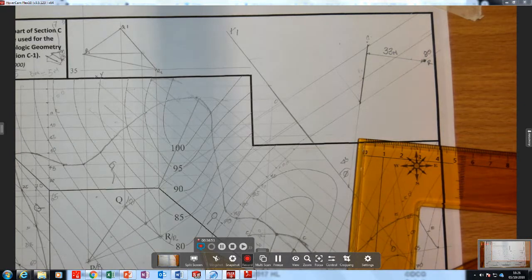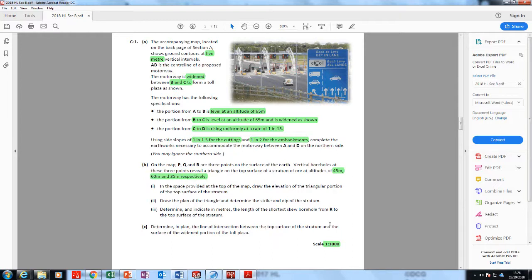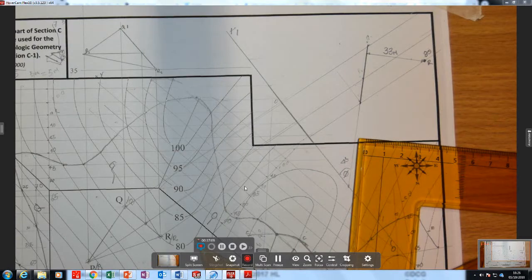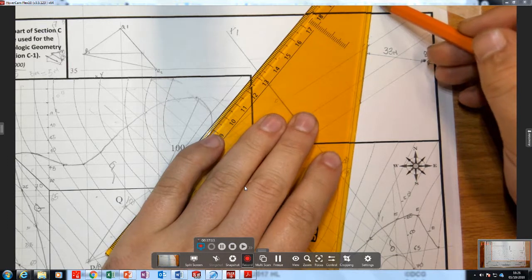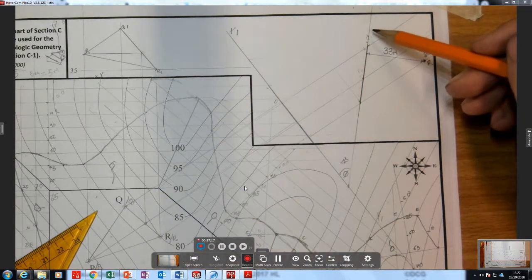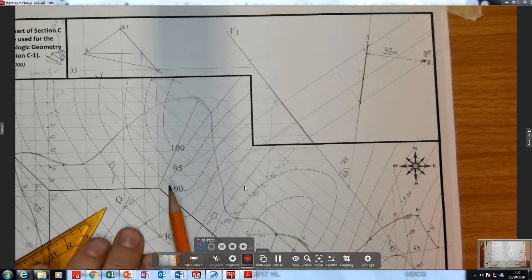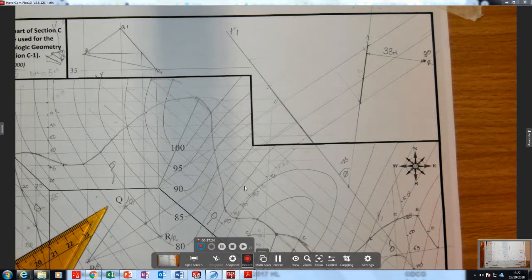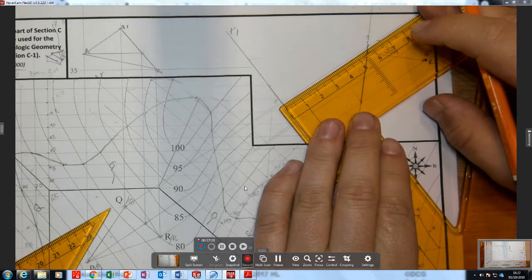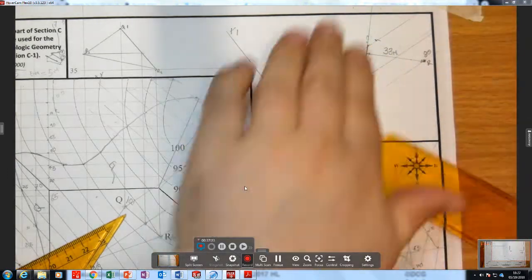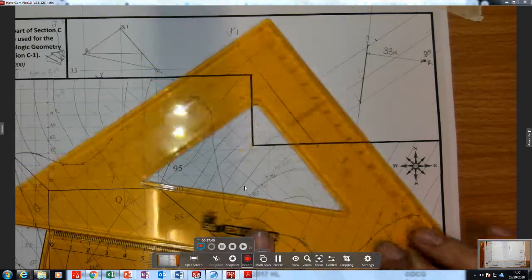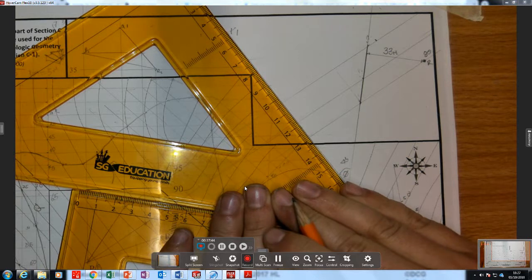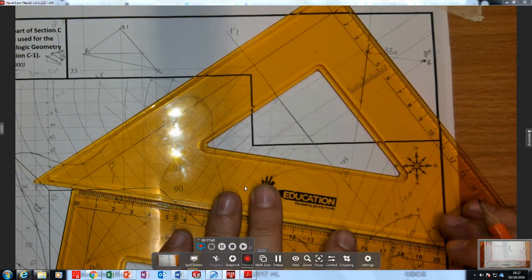It says, determine in plan the line of intersection between the top surface of the stratum and the surface of the widened portion of the toll plaza. So this really goes back to intersecting surfaces in our section A. So we've got to extend the edge U of this surface here. The toll plaza is at an altitude of 65. So we're going to measure up 65. And the toll plaza appears as a line, because the toll plaza is parallel to the horizontal plane, and the horizontal plane appears as the X1, Y1 line. So we're drawing in a line parallel to the X1, Y1 line.